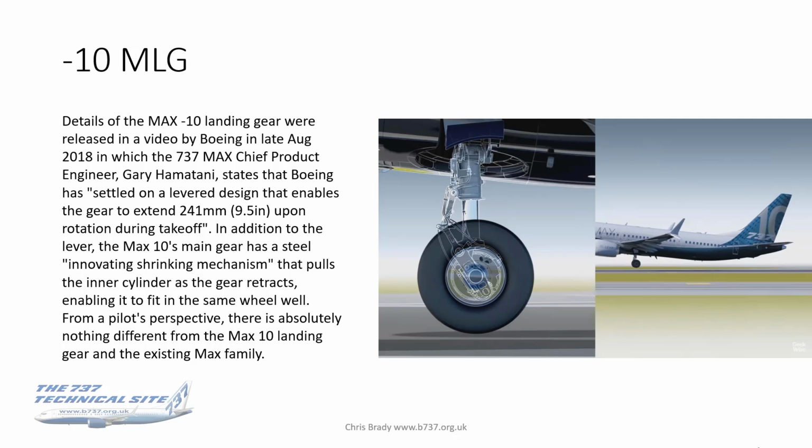Now, details of this were released in a video by Boeing a couple of years ago, in August 2018, and the 737 chief product engineer Gary Hamatani actually states in it that Boeing has settled on a lever design that enables the gear to extend 9.5 inches on rotation during takeoff.